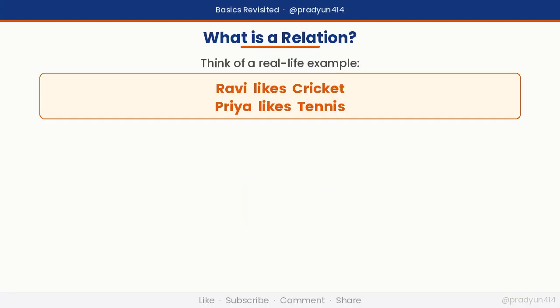So, what is a relation? Let us start with a real-life example. Ravi likes cricket, Priya likes tennis. This liking connects two sets of people and sports. That connection is a relation.